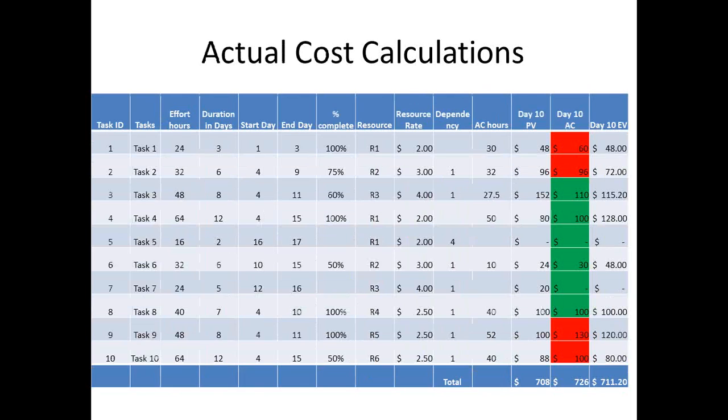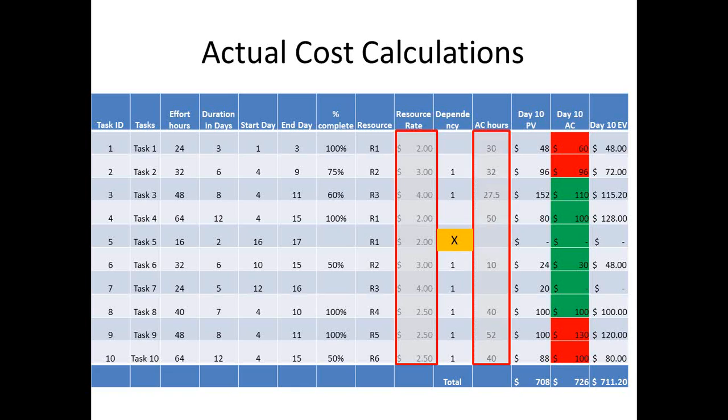So here's the actual cost calculations. Let me show you how this is done. Now you had a resource rate, and then you multiply that by your actual hours. For task 1, the actual hours used is 30 hours instead of 24. For task number 2, you use 32 hours, but it's only 75% complete.